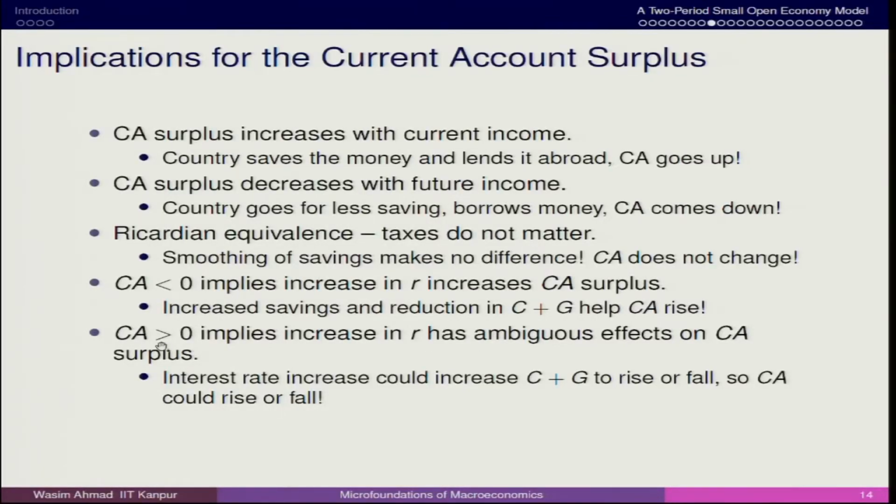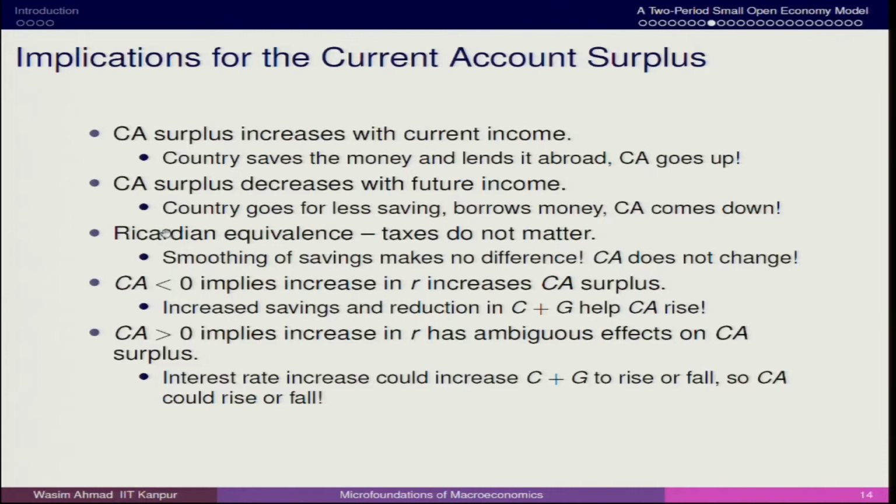CA greater than 0, again the same dimension that we can introduce here by lending and borrowing. So, if you have a current account surplus greater than 0, it implies that an increase in R has an ambiguous effect on CA, because it may go up or down depending upon whether the interest rate is having some kind of increasing effect on C plus G or not. If it is not having an increasing effect, then your CA will also not react.